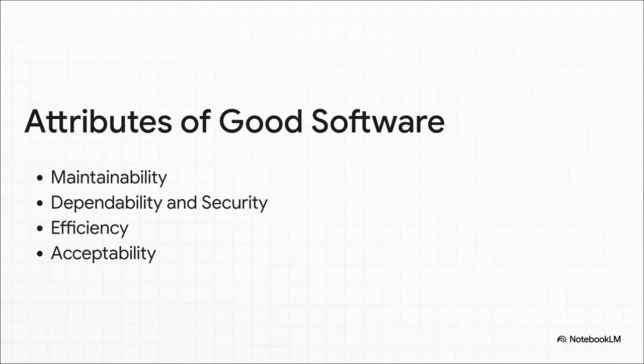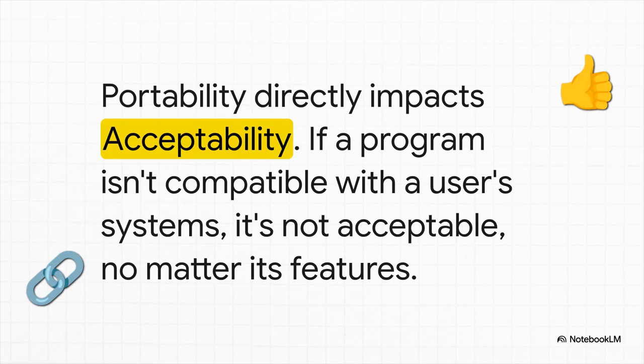I mean, when software engineers talk about the essential attributes of good software, we're talking about these things here. And portability is woven through all of them. It makes software easier and cheaper to maintain, which we saw in that chart. But where it really, really matters for the user experience is that last one on the list, acceptability. Because think about it, right? Software has to be acceptable to the people using it.